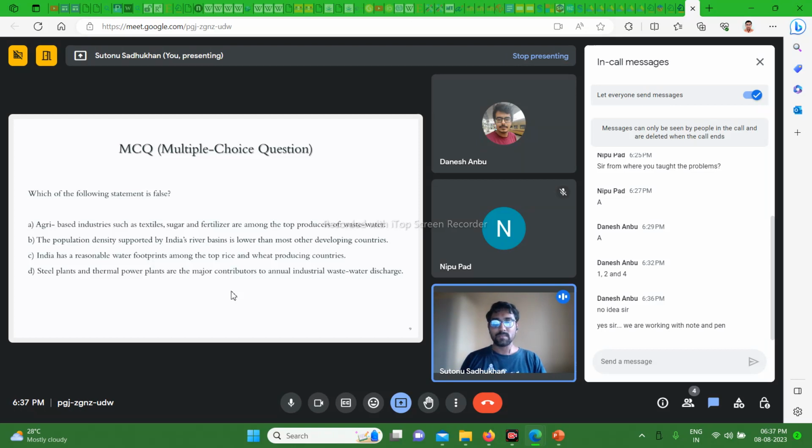And also numerical problems, it will be beneficial for solving numerical problems also. So I request everyone to please take a notebook and pen whenever you are attending the sessions.